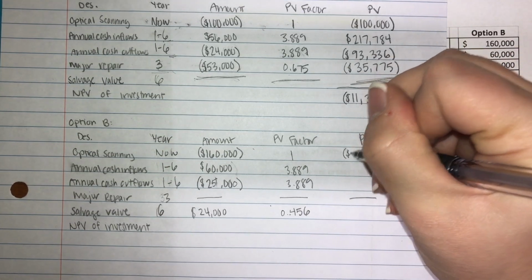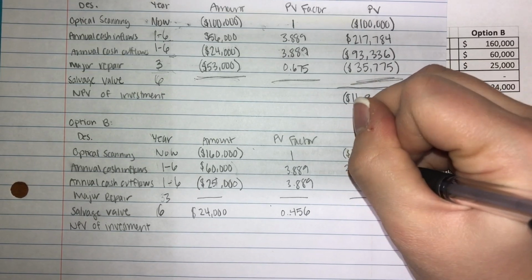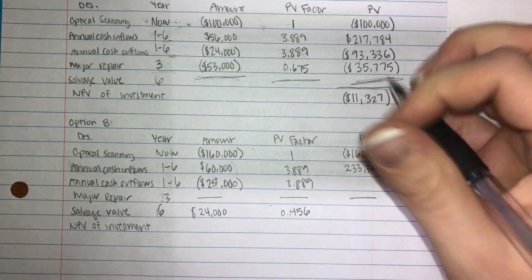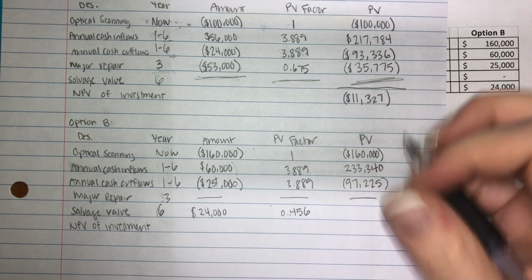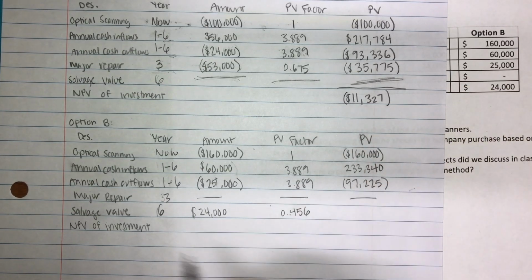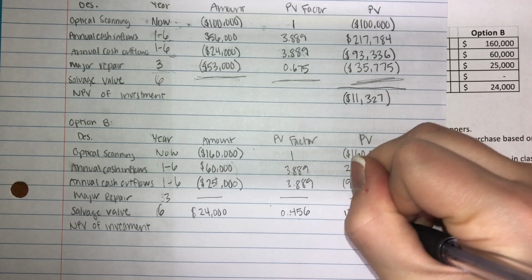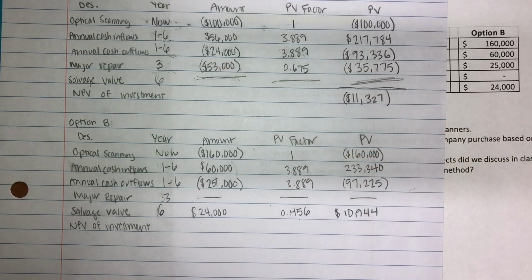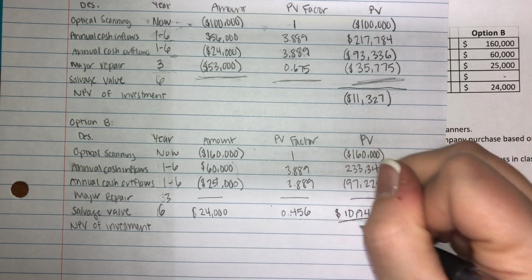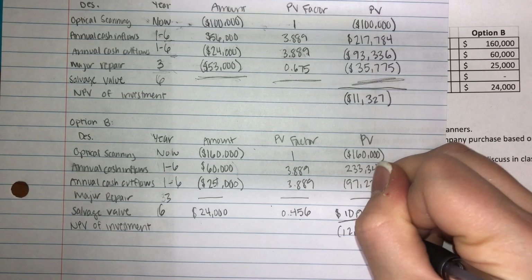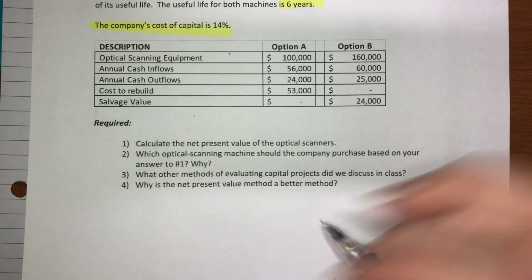And then we're going to multiply everything across just like we've been doing. So that's going to give me a negative 160, and then I have 233,340. A negative 97,225, so slightly different than above. And then we also have that present value of 24,000. This is new to us, and that's a 10,944. Okay, so then same thing as above. We're going to add all these together, and that gives me 12,941.